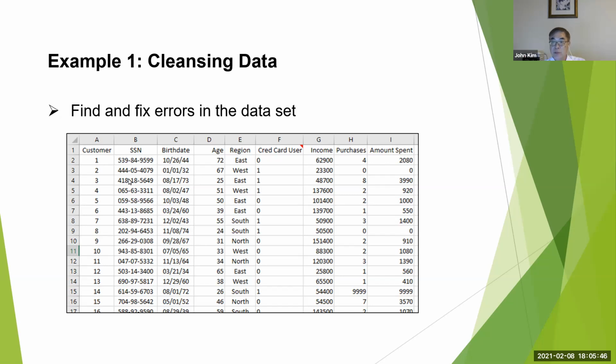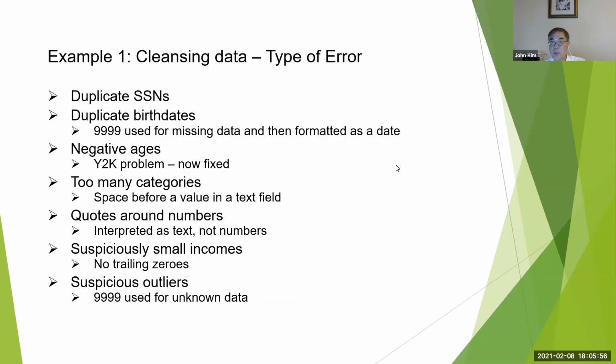Using this example data set, try to find errors and then fix them, and how to fix them. Now, the kinds of popular data errors, types of errors: sometimes duplicates.